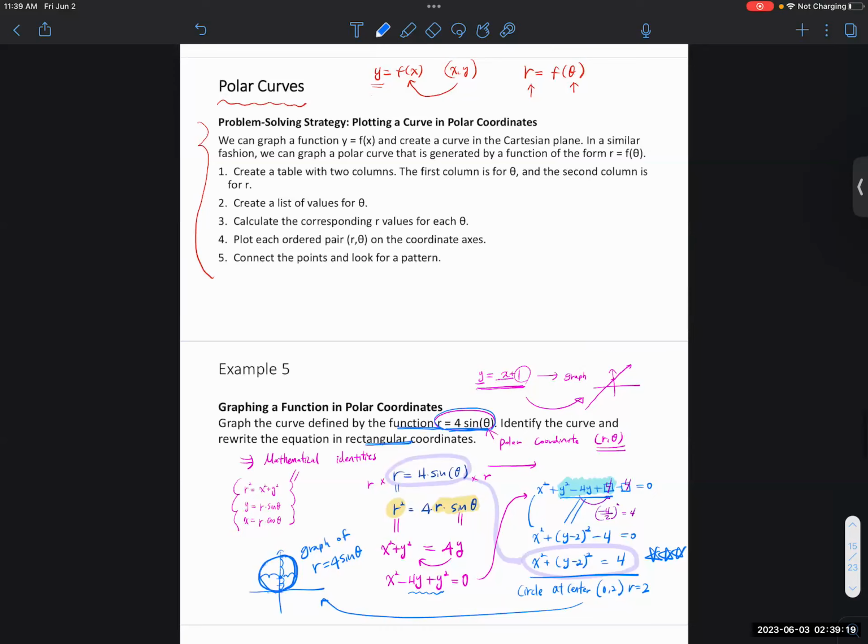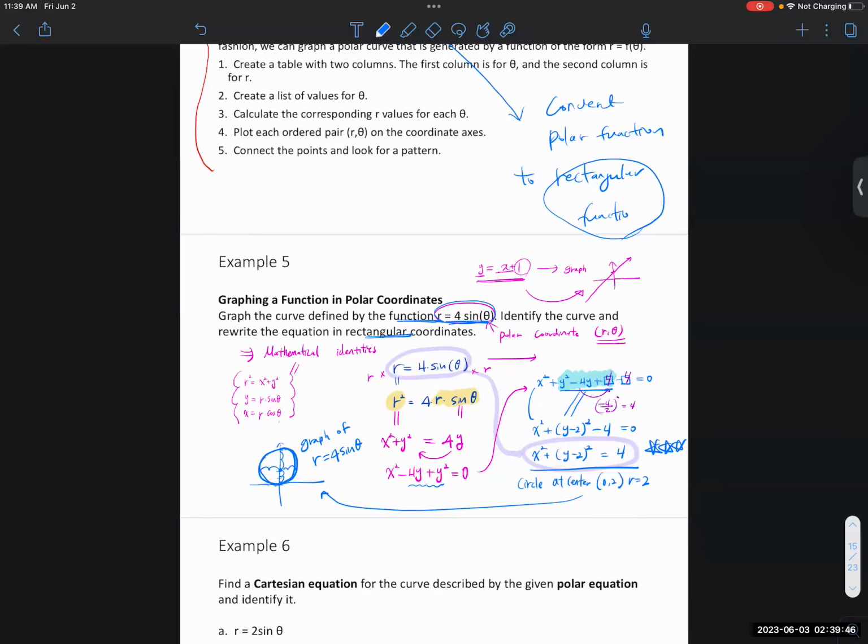So this is something we're talking about, the polar curve. I want to find out the polar curve and I want to graph it. The step is convert polar function to rectangular function, because a rectangular function is much easier to graph. So as you see, by using the mathematical identity, you can convert it to the rectangular function, and that's much easier to graph the polar coordinate system. Are you okay with that?